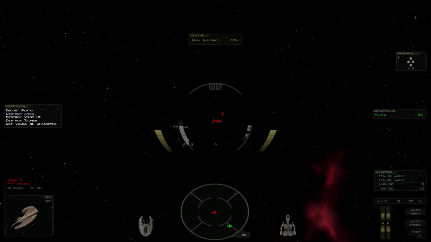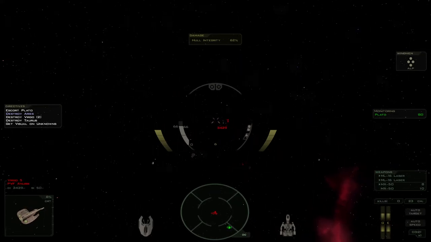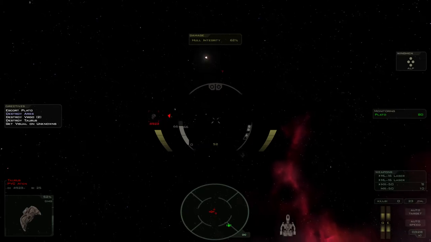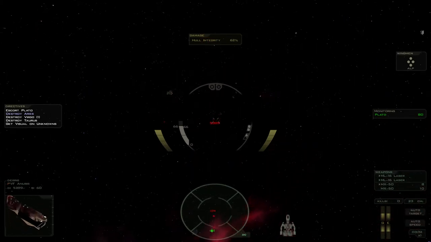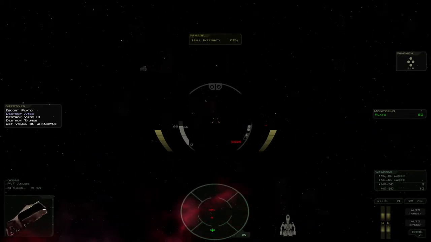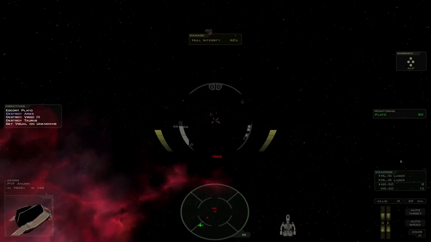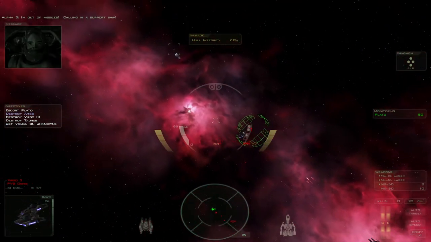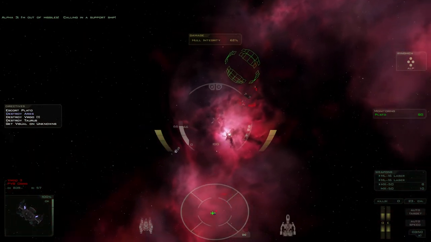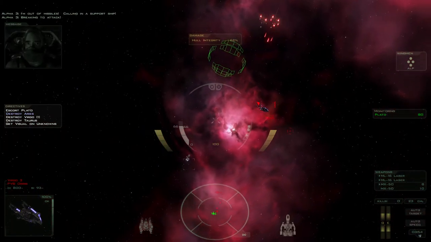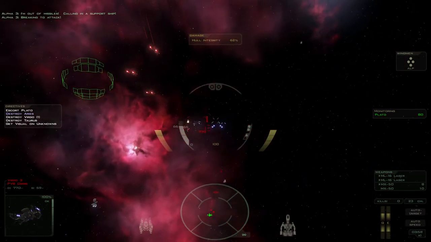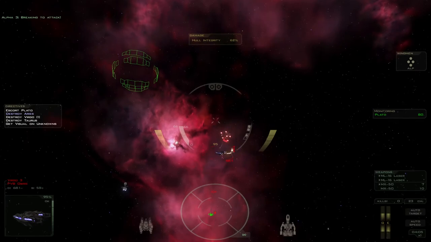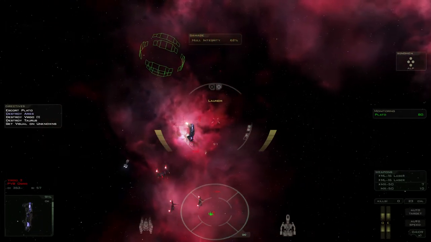That's the Taurus. Can't get any kind of a lock on them. Oh, there was something. That's the debris. I'm out of missiles. Calling in a support ship. Breaking to attack. Those guys. Those are the students. Oh shit.